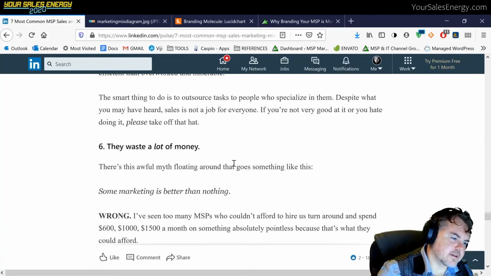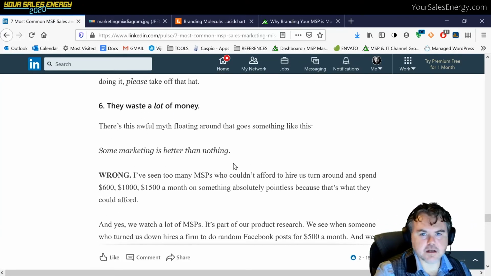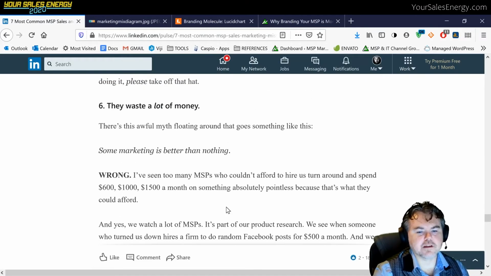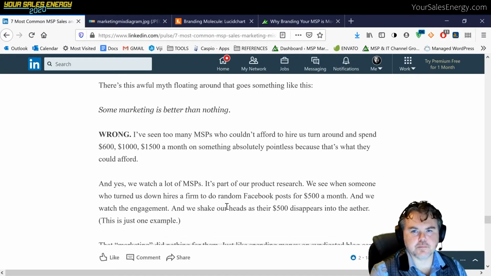Now, point six, a lot of MSPs are wasting money. One of the first things, again, we do when we take on a new client is help them figure out where they are spending their marketing budget where they don't need to be spending it.